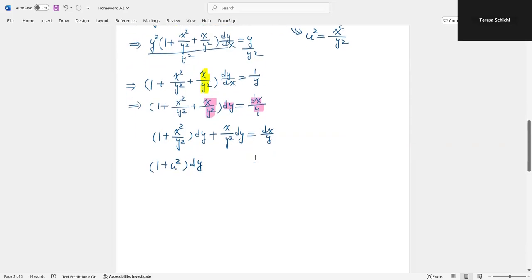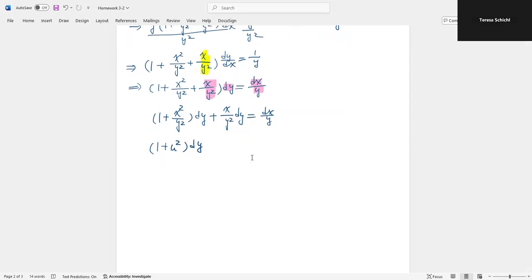Okay, so 1 minus u squared dy. And now this one here, I will have y dx minus x over y squared dy. The reason why I say it's good is because this one is kind of like the quotient rule. If you take the derivative of x over y, so what do we try to do here?